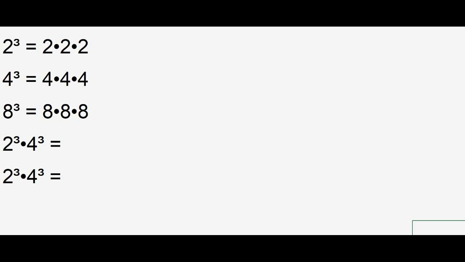A lesser used exponent rule, but nonetheless one that comes up, is when we have the same exponent but different bases. So if I have 2 to the third power times 4 to the third power, that says multiply 3 2's together, multiply 3 4's together, and then multiply the two of them together.